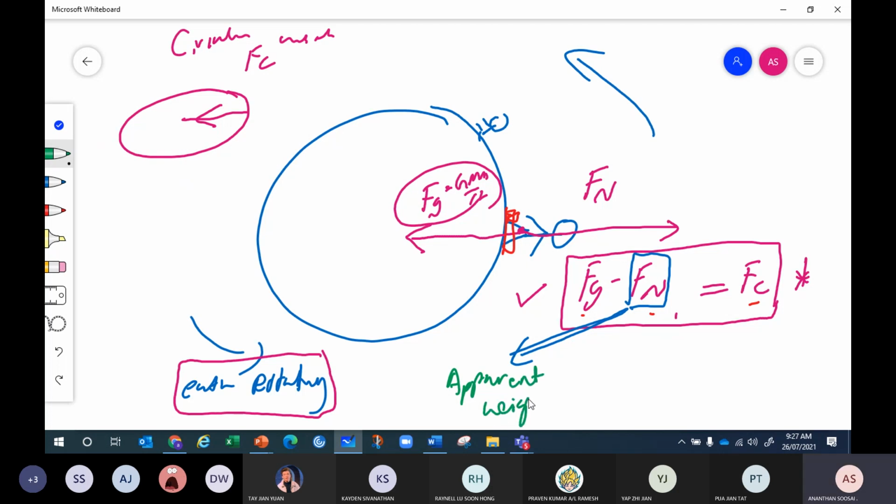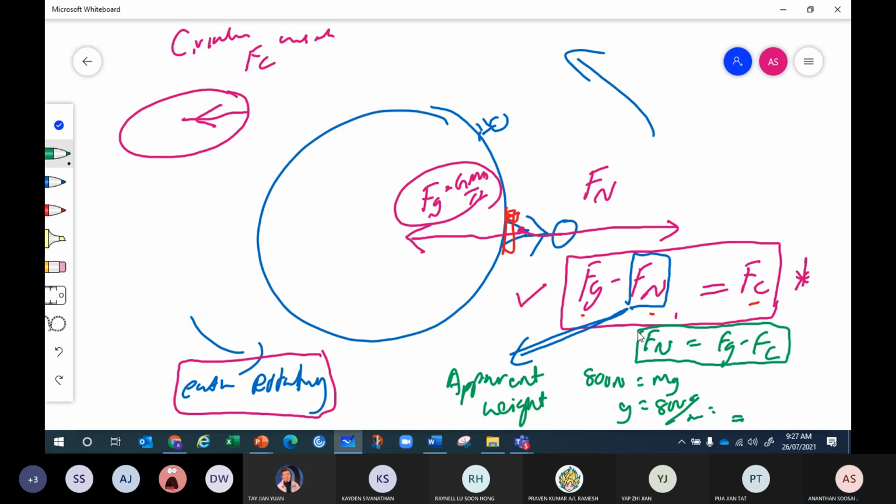This is your apparent weight. Apparent weight means the weight we are experiencing. If it shows 800 Newton, we equate it to mg and find gravity: 800 Newton divided by your mass gives you gravity. So the gravity has been calculated through Fn, which is our apparent weight. Make Fn the subject, so it becomes Fg minus Fc. Fg minus Fc.